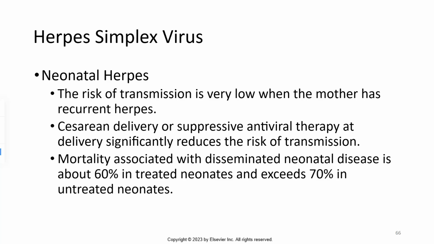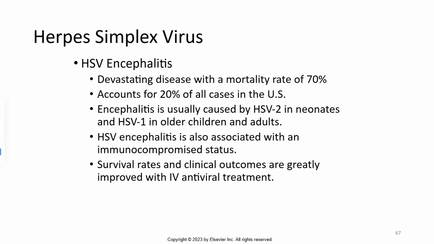Mortality associated with disseminated and neonatal disease is about 60% in treated neonates and exceeds 70% in untreated neonates. HSV encephalitis, a devastating disease with a mortality rate of 70%, accounts for 20% of all cases in the United States. Encephalitis is usually caused by HSV2 in neonates and HSV1 in older children and adults. It's also associated with an immunocompromised status. Survival rates and clinical outcomes greatly improved with IV antiviral treatment.